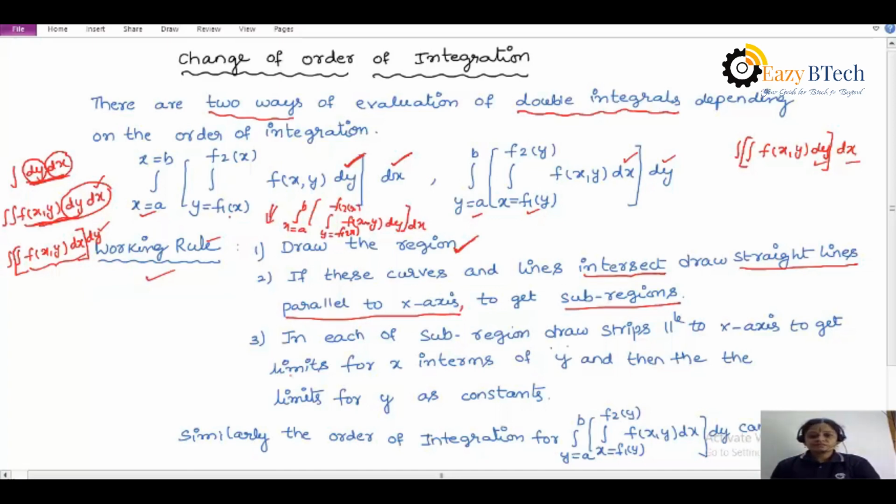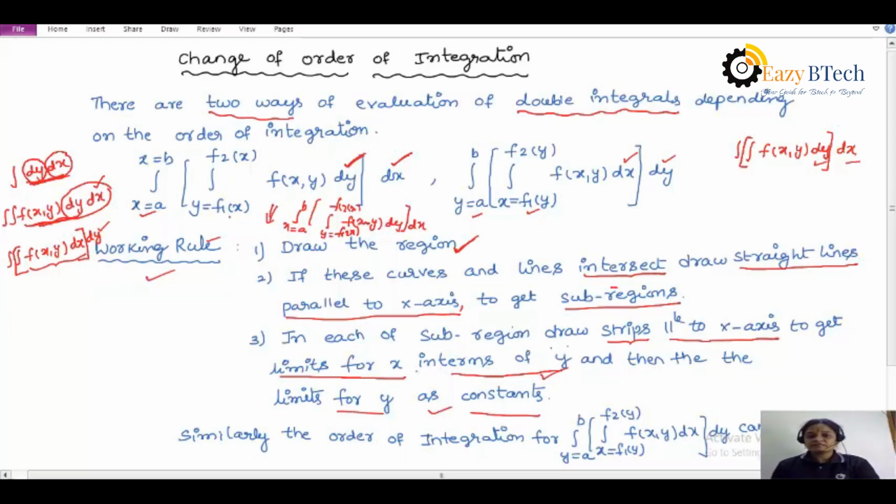Okay students. Next, in each sub-region, draw strips which are parallel to the x-axis. In the sub-region we draw strips parallel to the x-axis to get the limits for x in terms of y, and the limits for y as constants only. So what is the use of strips here? The strips parallel to the x-axis give the limits of x in terms of y and y in terms of constants only, because this is the double integration evaluation procedure.